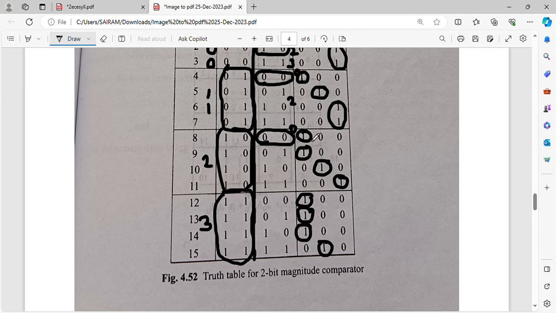Similarly, 2 is greater than 0, 2 is greater than 1, 2 is equal to 2, and 2 is less than 3. Right?